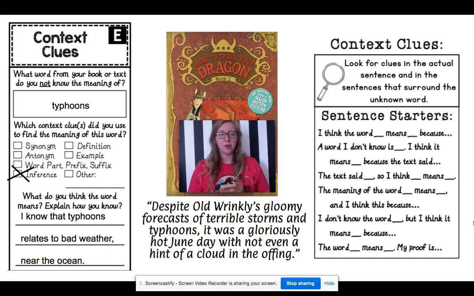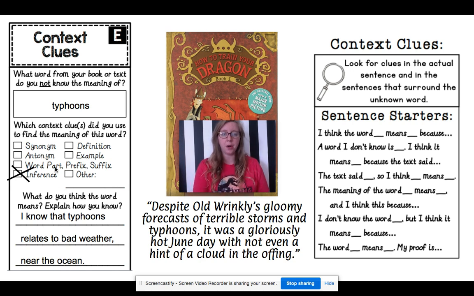Okay, so if you come across a word you don't know, and most likely I'll set you up so there might be a couple in this chapter, you're going to use context clues to figure it out. Some other ways that you can figure out unknown words besides making an inference: if you know the synonym or antonym of that, remember synonym is the same meaning, antonym is the opposite.